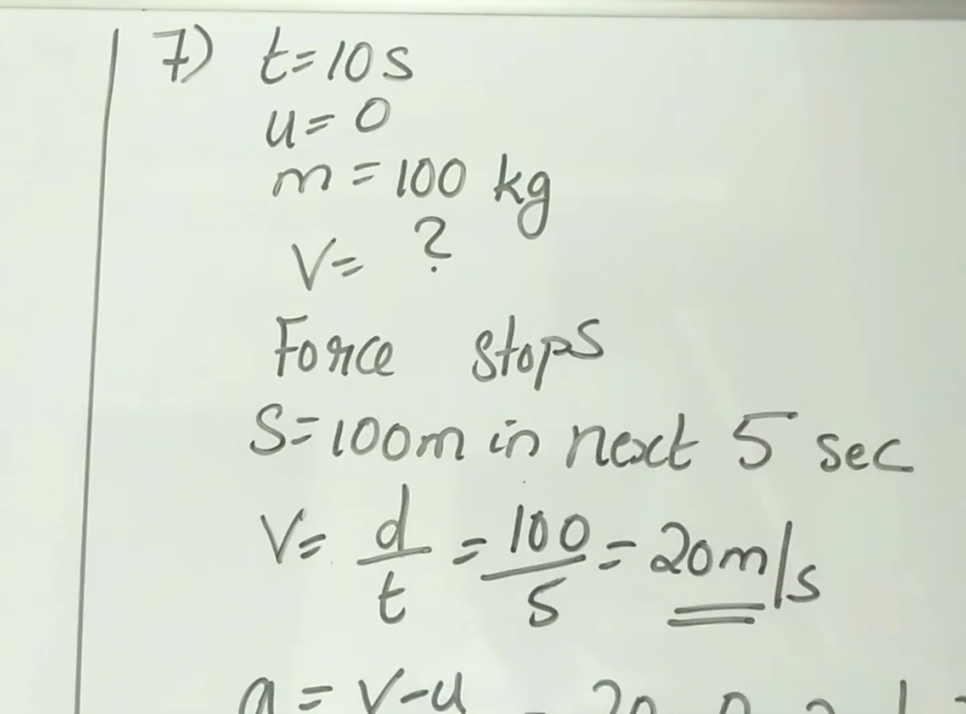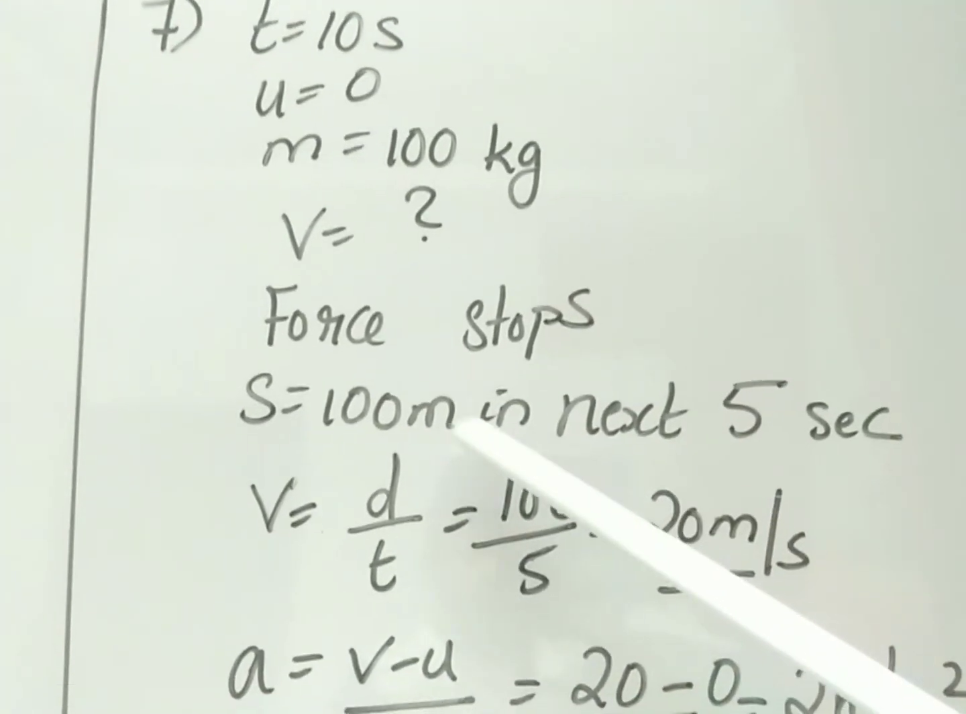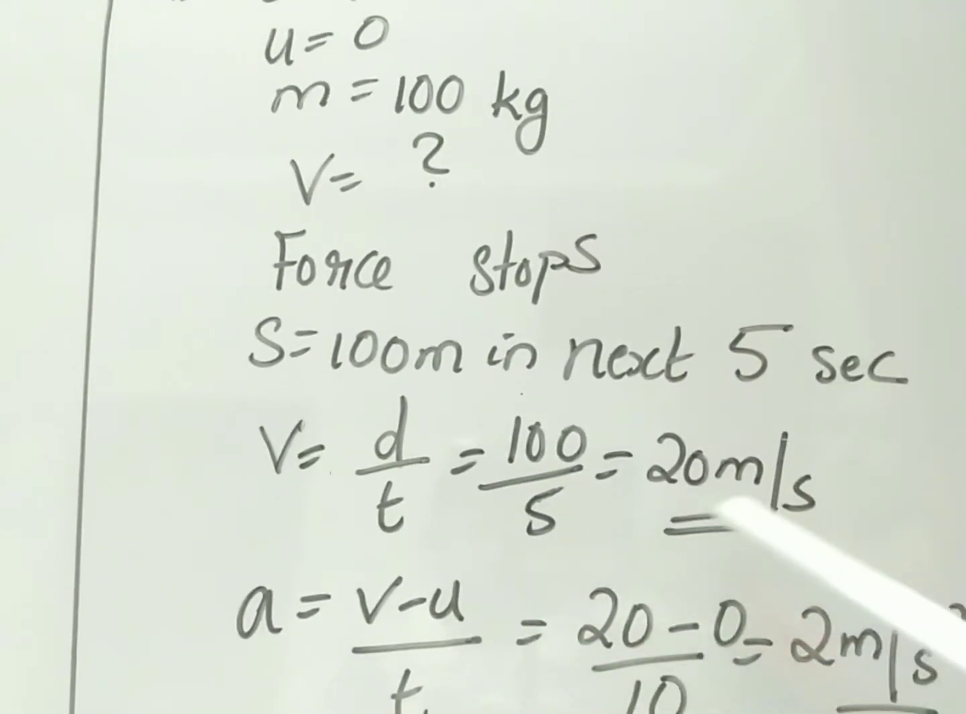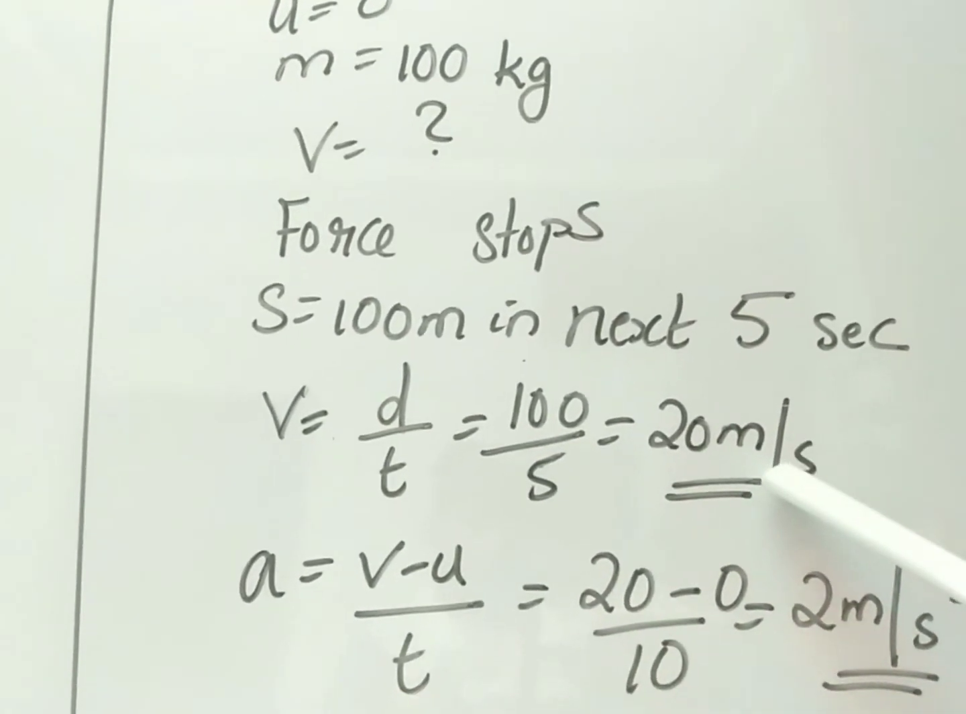We are asked to calculate the velocity acquired by the body. Initially at rest, how much velocity did it acquire? Since the distance and time are given, we can calculate the velocity as distance by time. 100 by time. Here we have to take this time, how much distance is covered. So 100 by this distance and this time, 100 by 5, you will get 20 meter per second.